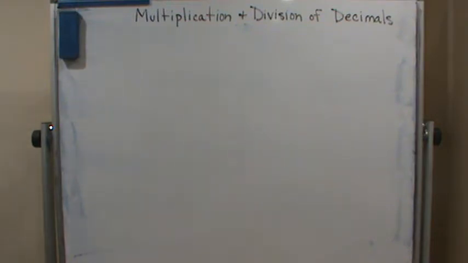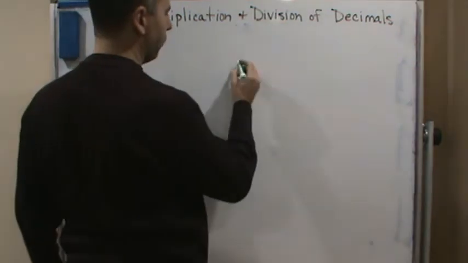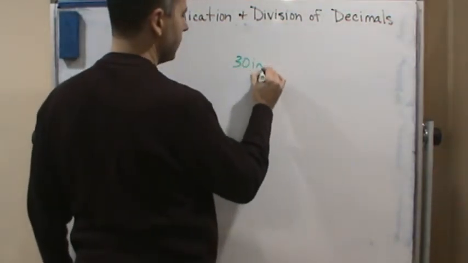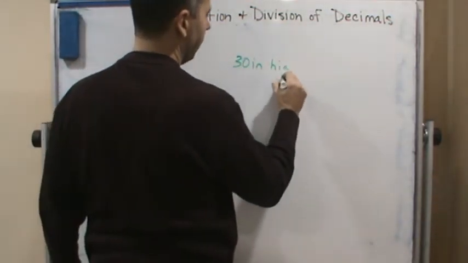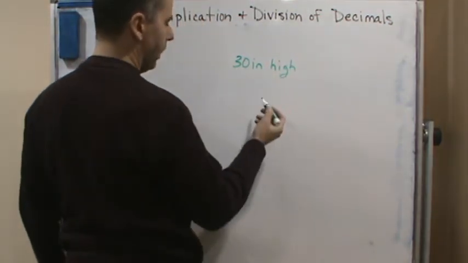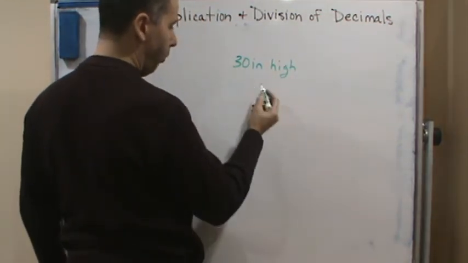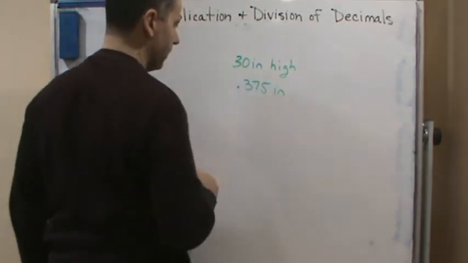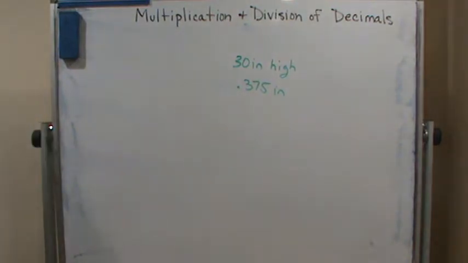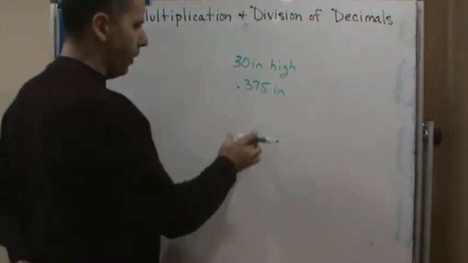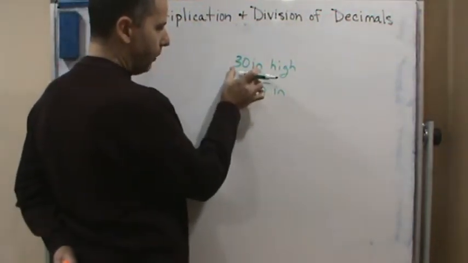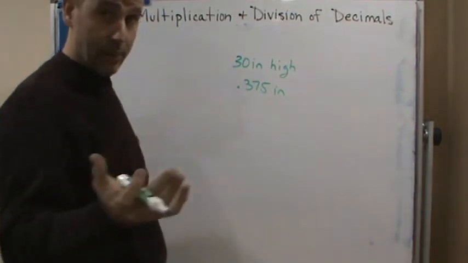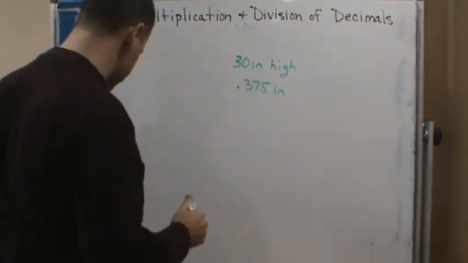Okay, so we've got a stack of wood. We've got a stack of plywood 30 inches high. We know that each plywood board is 0.375 inches thick. So we want to know how many boards are there without counting them. Well, this is a division problem, right? I need to know how many of these go into this, right? That's going to tell me how many plywood boards there are.